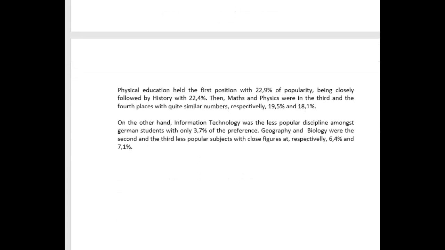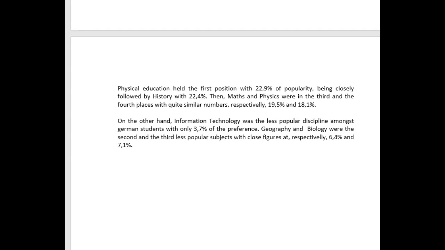All right, let's take a look at the detail paragraphs. "Physical education held the first position with 22.9% of popularity, being closely followed by history with 22.4%. Then, maths and physics were in the 3rd and the 4th places with quite similar numbers, respectively." No, 19.5 and 18.1, respectively, one L only. "On the other hand, information technology was the least, not less, least popular discipline among German capital students with only 3.7% of the preference. Geography and biology were the 2nd and 3rd least", E-A-S-T, "popular subjects with close figures at", no comma here, "6.4 and 7.4 respectively."